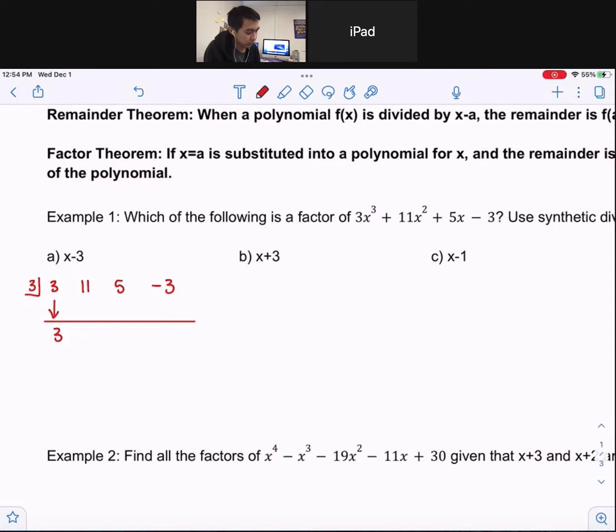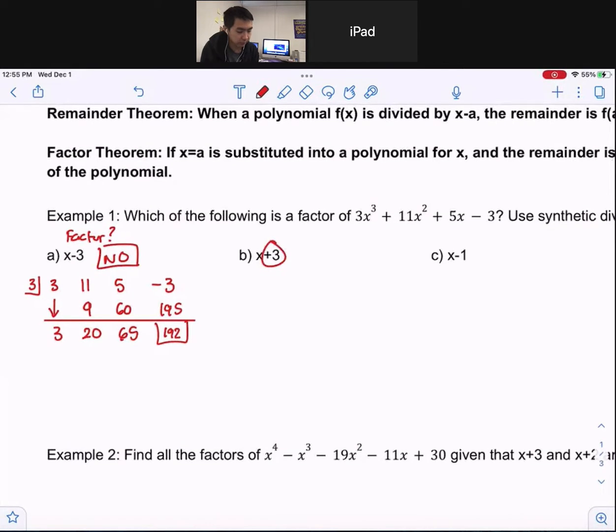So drop the 3. 3 times 3 is 9. 9 plus 11 is 20. 20 times 3 is 60. 60 plus 5 is 65. 65 times 3 is 195. 195 plus -3, 192. So this quantity is not 0, which means, is this a factor? And the answer is no. This is not a factor. Why? Because that is not 0. It's only a factor, you guys, if the remainder is 0.